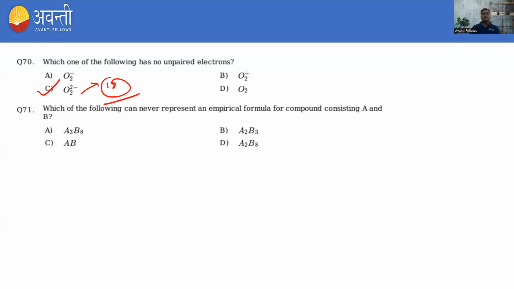Okay? Now, which of the following can never represent the empirical formula for the compound consisting of A and B?